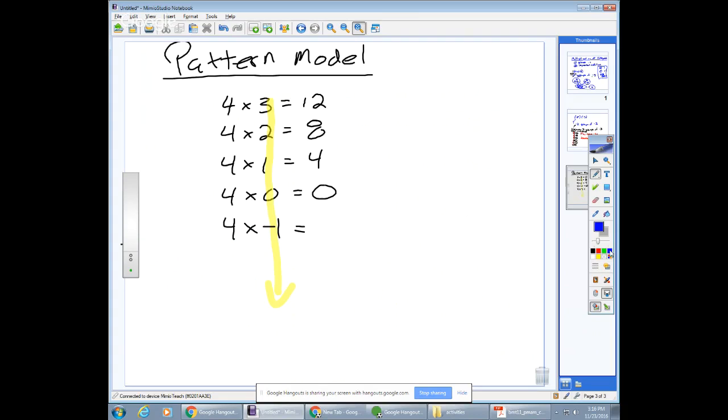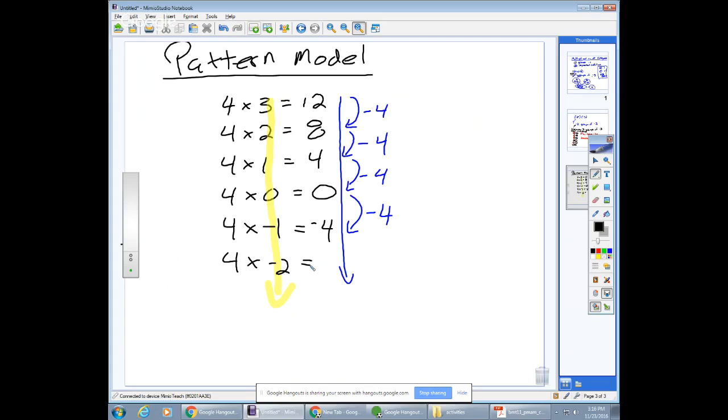Now in the next column, I have a pattern going down also. In this column, to get from 12 to 8, I drop by 4. To get from 8 to 4, I drop by 4. And so on, I just keep dropping by 4. If I'm at 0 and I just lost 4, how much do I have now? I have -4. Then we can continue that pattern: 4 times -2. According to the second pattern in blue, if I drop by 4 again, that should give me -8, and so on.